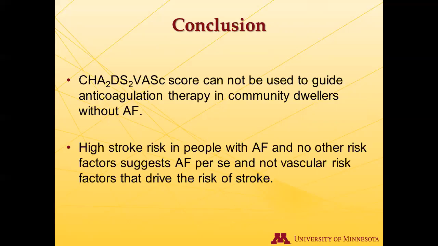Number one, the CHA2DS2-VASc score cannot be used to guide anticoagulation therapy in community dwellers without AFib. And second, and this is a hypothesis-generating point, the higher stroke risk in people with AFib with no other risk factors suggests there is something specific about AFib per se, and not the vascular factors as suggested by previous studies that increase the risk of stroke.